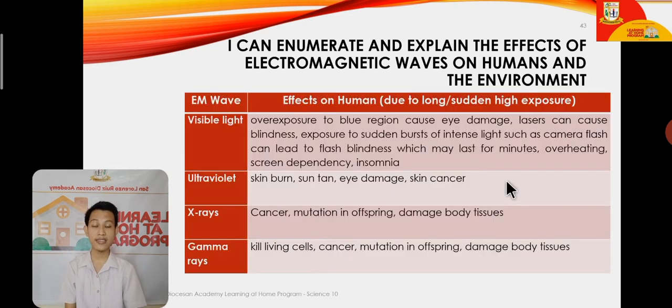How about sa effects nito sa human? So isa-isahin natin. We have for visible light.